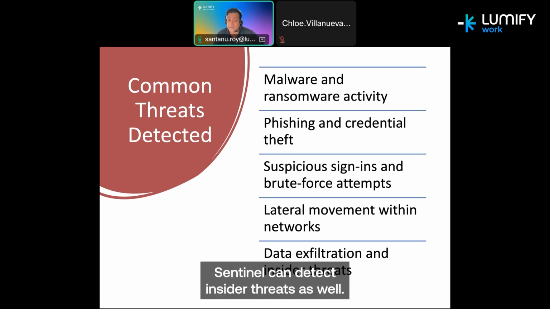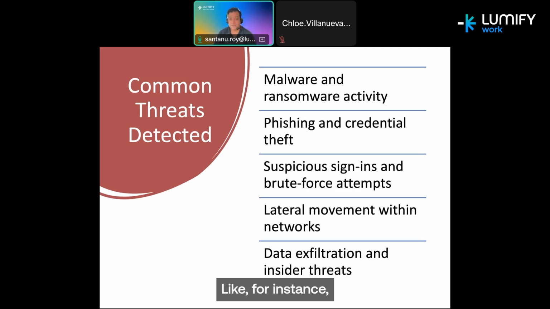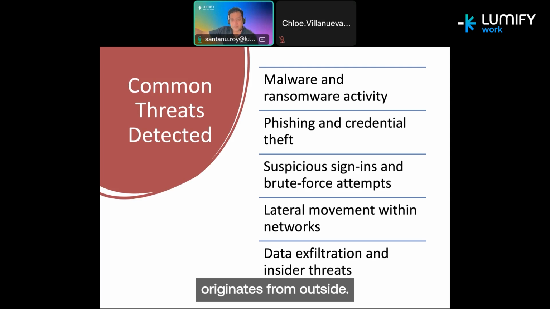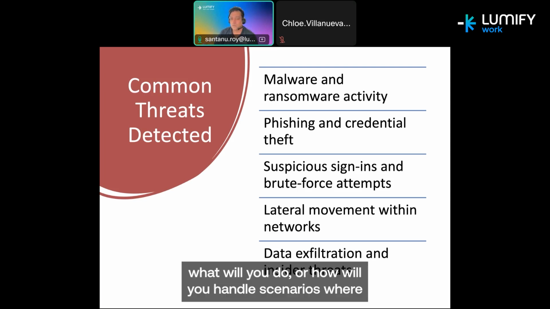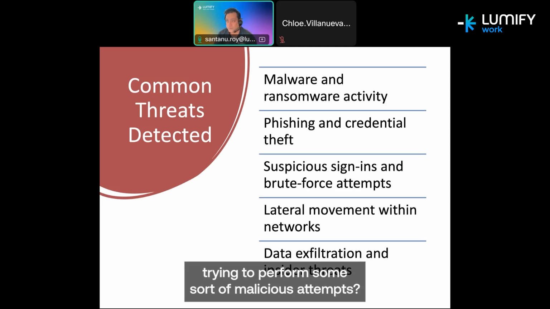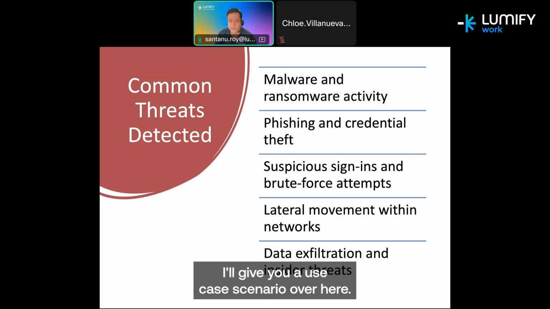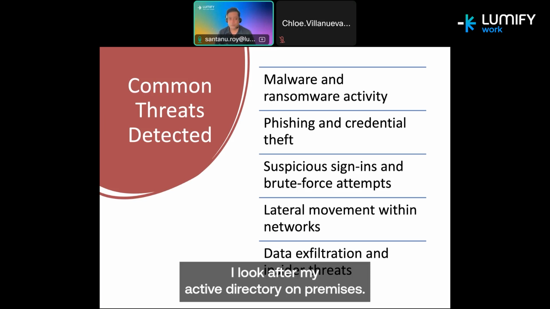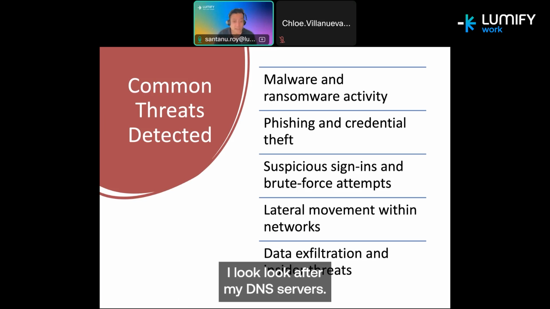Sentinel can detect insider threats as well. It is very easy to detect and stop threats that originate from outside. But how will you handle scenarios where someone who has been trusted within the organization is trying to perform some sort of malicious attempts? I'll give you a use case scenario. I'm the domain administrator. I've got enough privileges. I look after my Active Directory on premises. I look after my DNS servers. So what if I've got bad intentions?